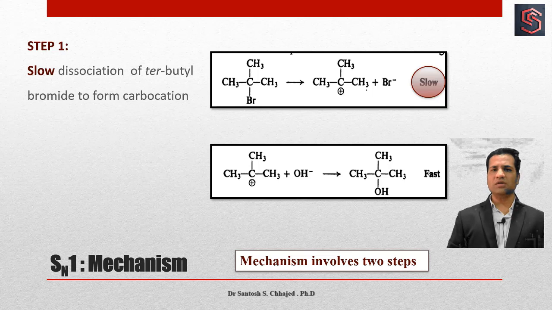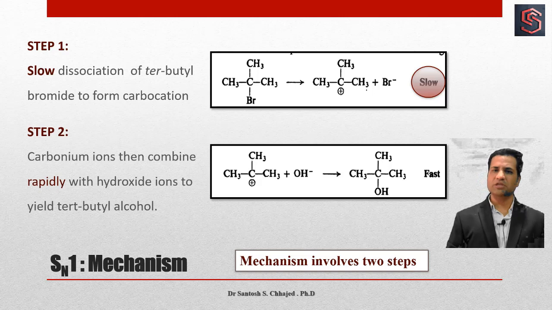The second step involves, once the carbocation forms in the first step, it is unstable, so rapidly it will combine with the nucleophile OH minus to form the corresponding alcohol. And the second step, as already mentioned, is the fast step of the mechanism.